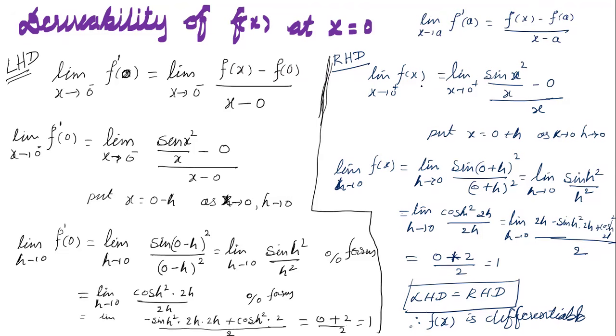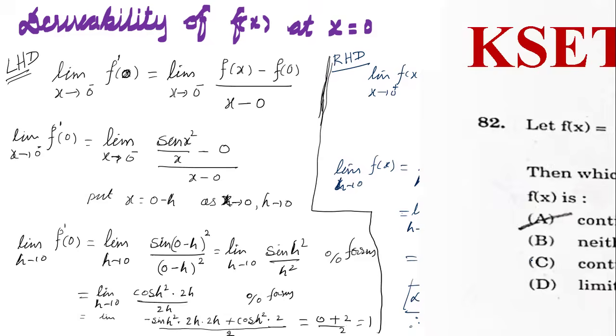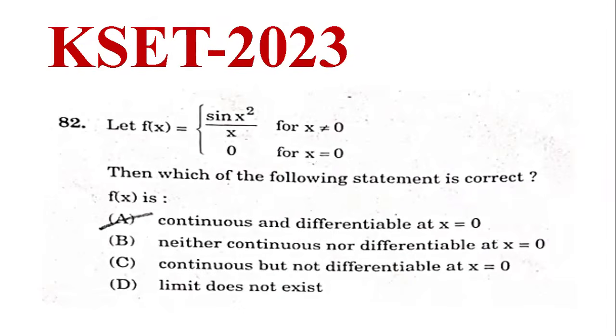Similarly, we can find RHD. RHD is equal to 1. LHD is equal to RHD. F of x is differentiable here, at x equal to 0. F of x is continuous and differentiable at x equal to 0. This is right.